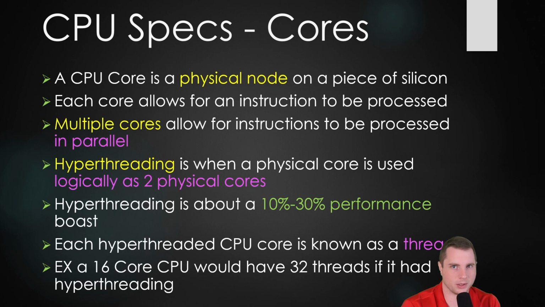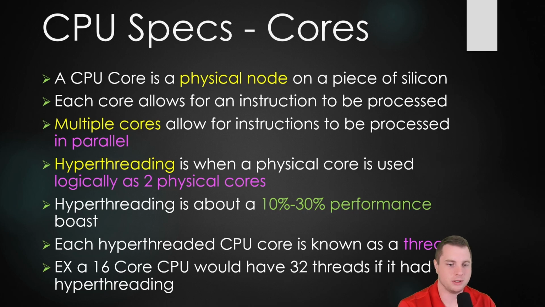Parallel processing has been around since the 70s. In consumer devices, that didn't happen until late 2000s. Okay, hyperthreading. Hyperthreading is when you take a physical core and you separate it out into two logical cores. The concept behind this is that one core isn't always active.